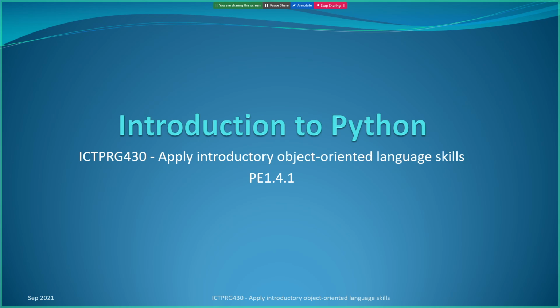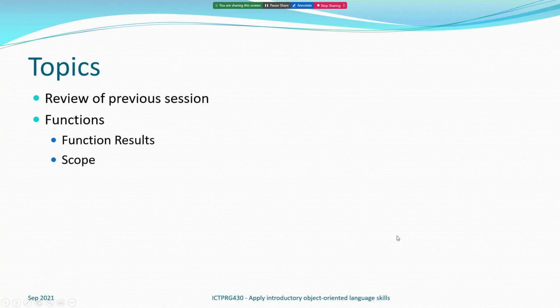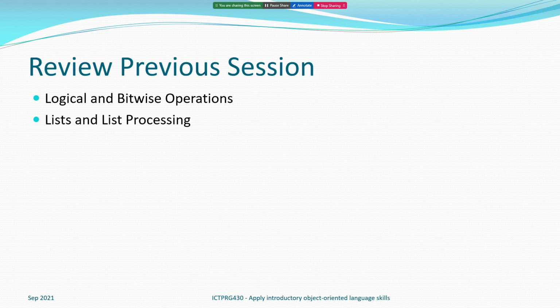Okay, so this morning we will be going over the first half of Chapter 4 in the Python Essentials. So basically today we'll be looking at function results and scope. So in the last session we did the lovely logical and bitwise operations, followed by lists and list processing and that lovely list within lists within lists.